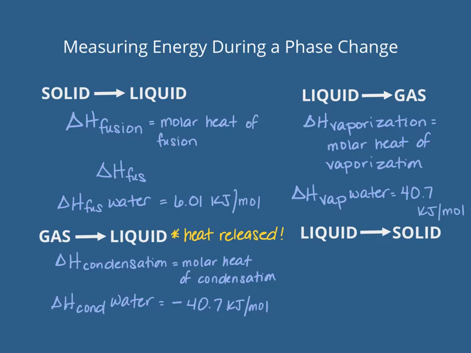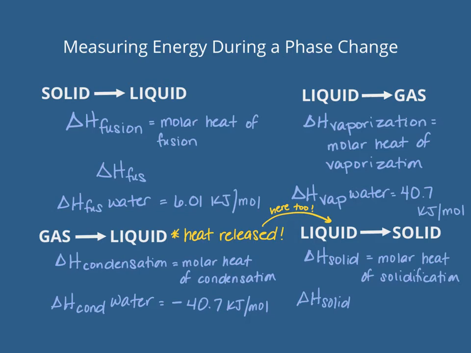So finally, when we go from liquid to a solid, we're also releasing heat, and this is our molar heat of solidification, or delta H solid, which is how much heat is released to solidify 1 mole of a substance. So once again, as we saw with our delta H cond, our delta H solid, or delta H sol, is going to be the negative value of the opposite phase change of going from solid to liquid. So for water, for example, our delta H solid is going to be negative 6.01 kilojoules per mole, meaning that we're going to release 6.01 kilojoules for every mole of water that solidifies or changes phase from liquid to solid.